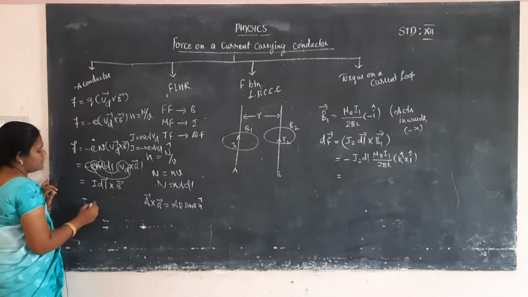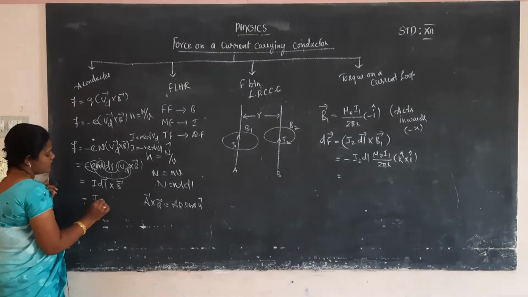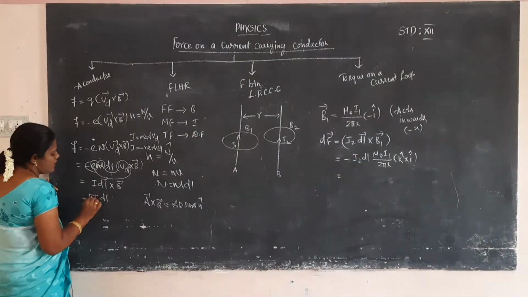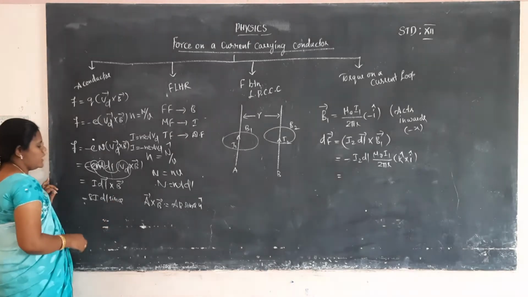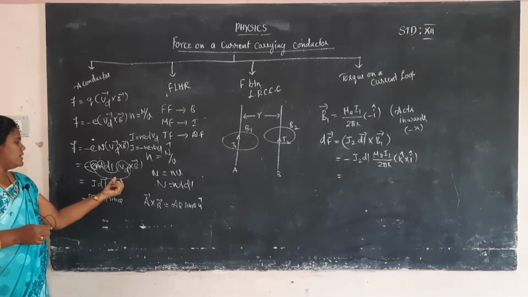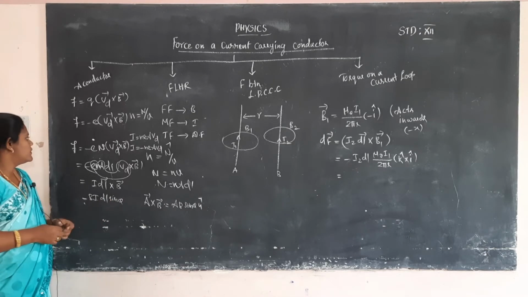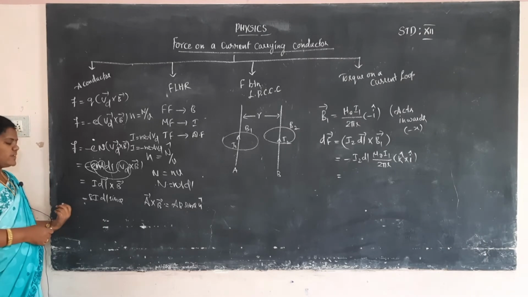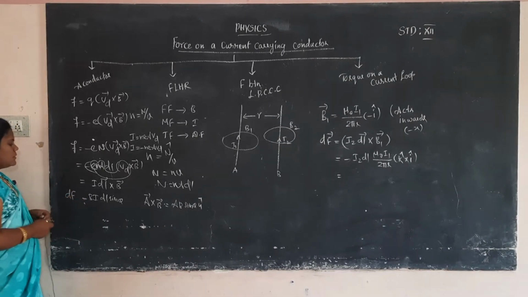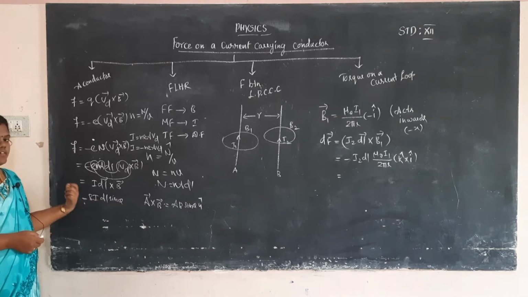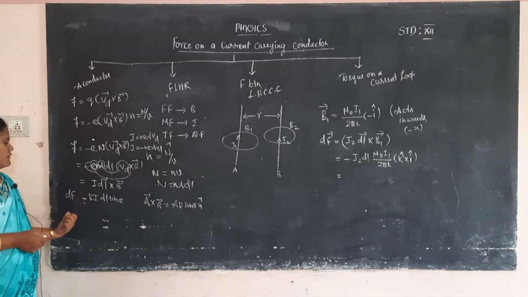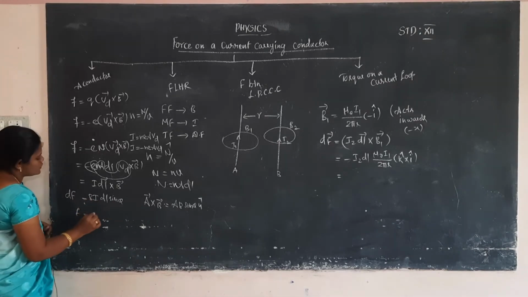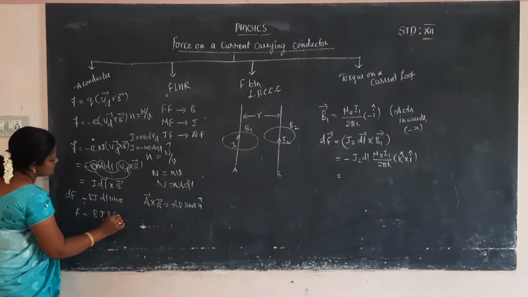So IdL cross B is BIdL sin theta. We considered the force as dF, because there is a change in length, so on the left hand side we also have to consider a change in force. So dF is equal to BIdL sin theta. So we want F is equal to BIL sin theta.